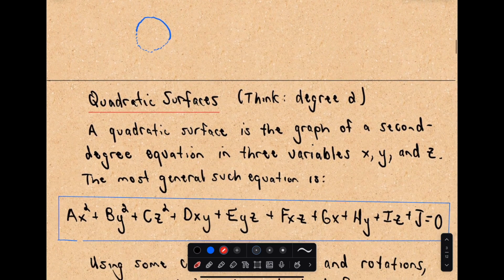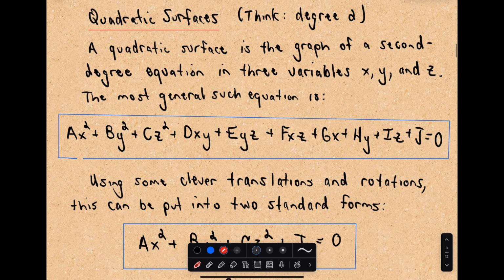Okay, so next let's talk about quadratic surfaces, and here we're not going to do a ton of things. We'll try to maybe graph one quadratic surface, and then we'll go from there. So again, quadratic, just like in 2D, has to do with degree 2. A quadratic surface is the graph of a second degree equation in 3 variables, x, y, and z. The most general such equation looks at all combinations where we get degree 2, degree 1, or constants.